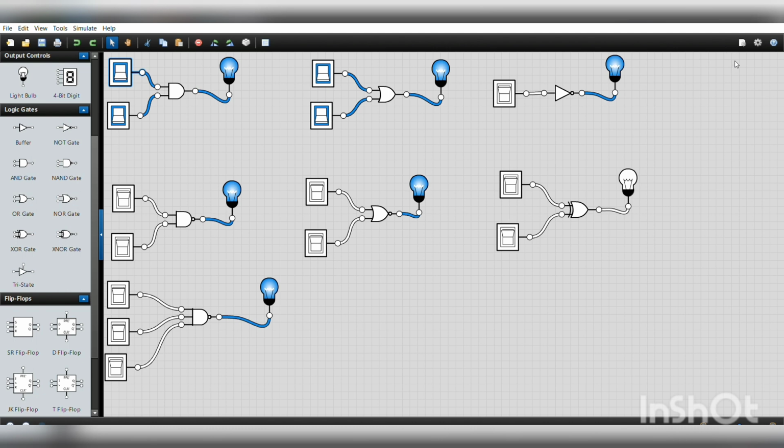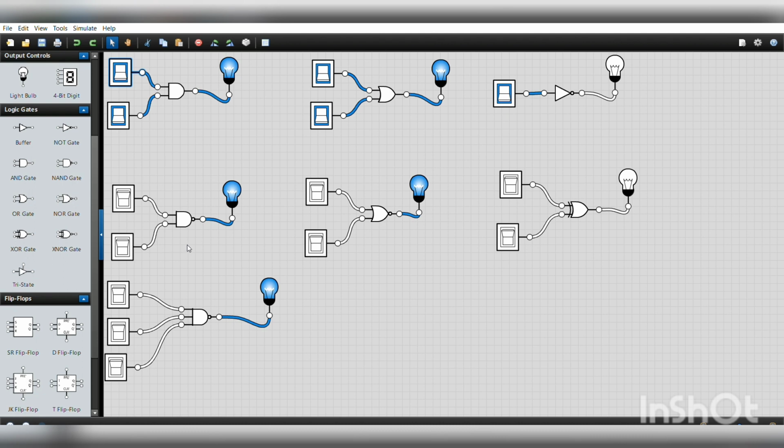Moving on to the NOT gate, as we saw in the demo, when your input is 0, your output becomes 1. And when your input is 1, your output becomes 0. Then we have implemented the NAND gate, a two input NAND gate.